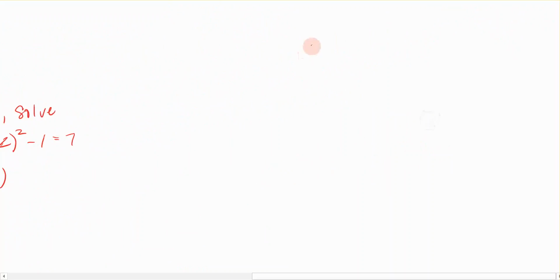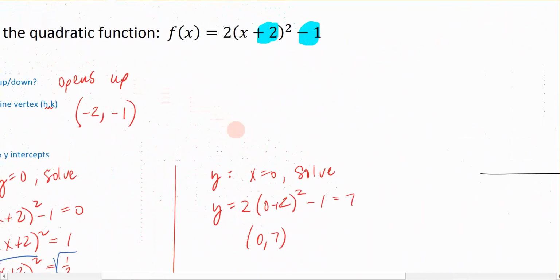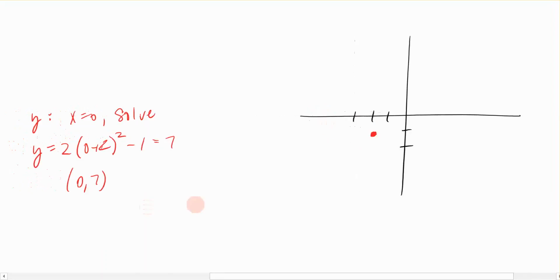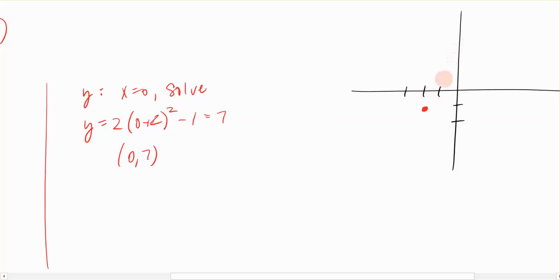I'm going to come over here, I'm going to draw an x and y axis, and I know from what I solved, we'll scroll back over here, I know that I have a vertex at (-2, -1). So I need to put the point (-2, -1) on my graph over here. So I'm going to move -2 in the x direction and -1 in the y direction. Here is that point. Now remember that we also know that this is going to face up, right?